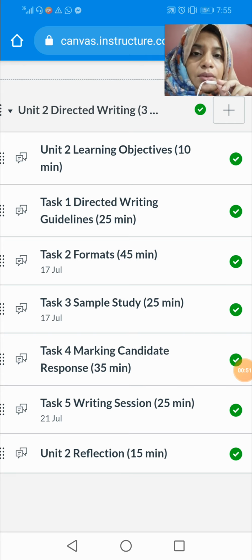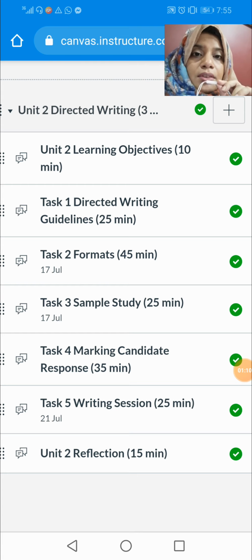Even in our day-to-day life, we respond to different situations. For example, if you want to write a cover letter for applying for a job, or if we file a complaint because of some dissatisfaction in the services.